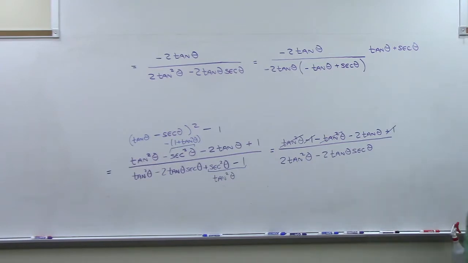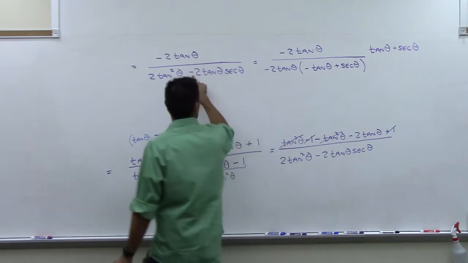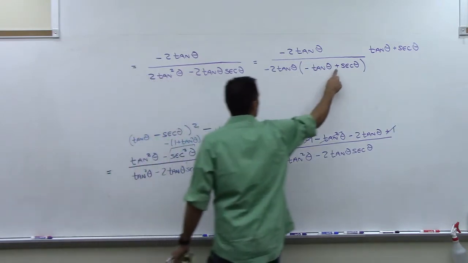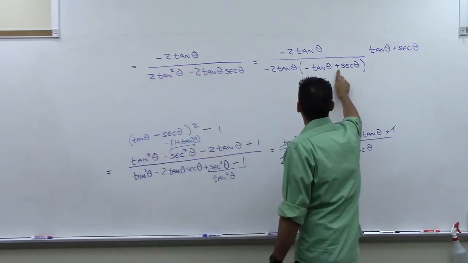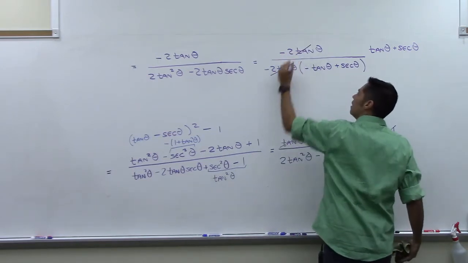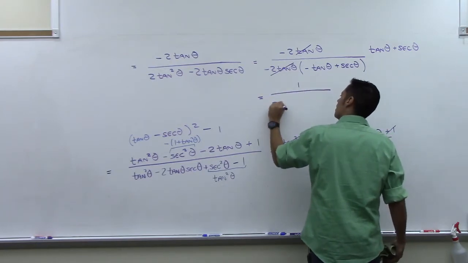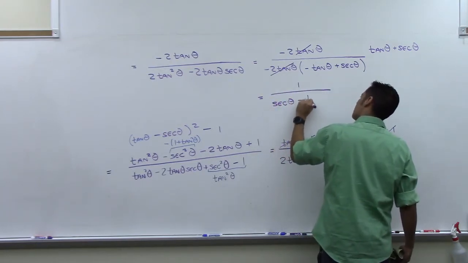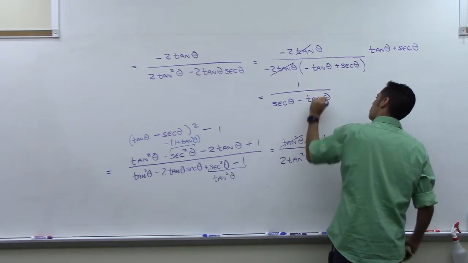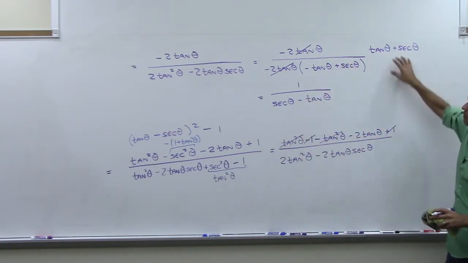Yes, okay. I think that's where I made my mistake last time. I pulled the -2 out, and then I didn't make that a plus right here. Or I did it the other way around, but either way, this looks good. I can cancel this, and so I get 1 over secant theta minus tangent theta. So I've rewritten it, I've changed the order like this. I'm trying to get to this, remember?